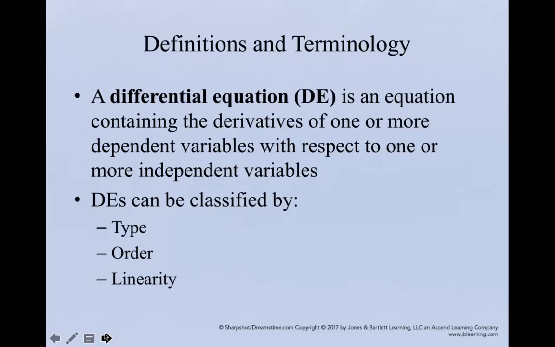A differential equation is an equation that contains a dependent variable and one or more of its derivatives with respect to one or more independent variables. We can classify them in a number of ways, and the three different ways that differential equations are classified are type, order, and linearity.